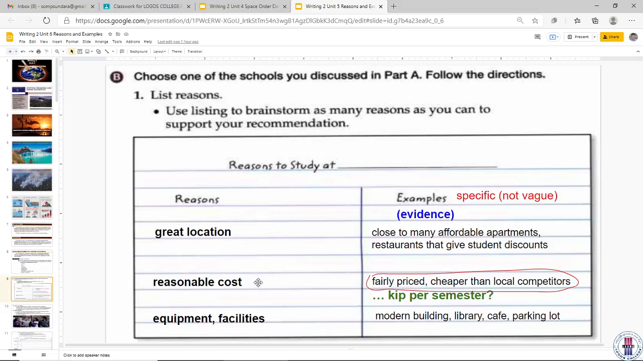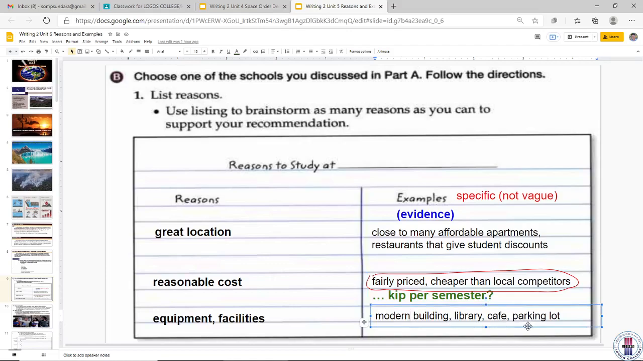You say reasonable cost. Then we really don't know how much. You could say fairly priced, cheaper than local competitors, but again, you're not really stating. You could be more specific. How? You tell them how much it costs per semester, and then compare that to other schools' costs per semester. Now you're being very specific. You could say it has good equipment and facilities. Like what? It's a modern building with a library, a cafe, a parking lot. So remember, when we give examples and evidence, we want to be specific, and the opposite of that is vague. Do not be vague.